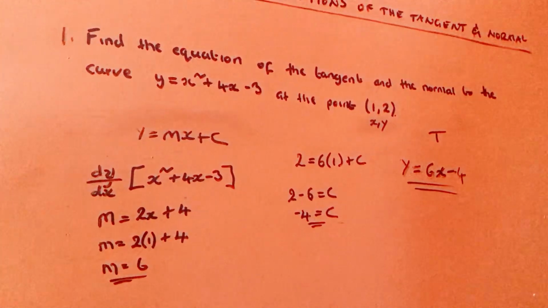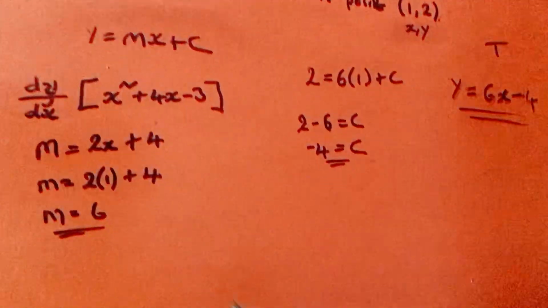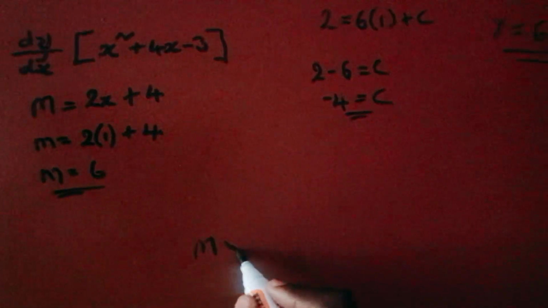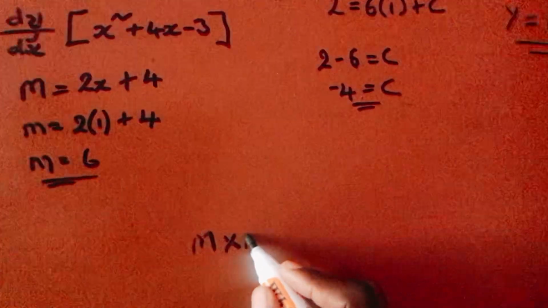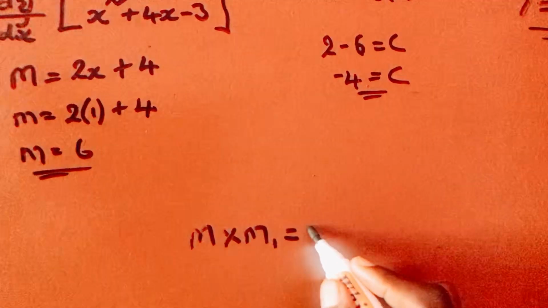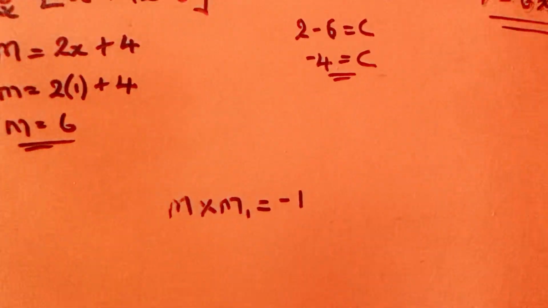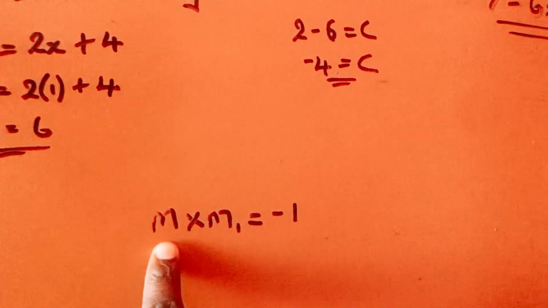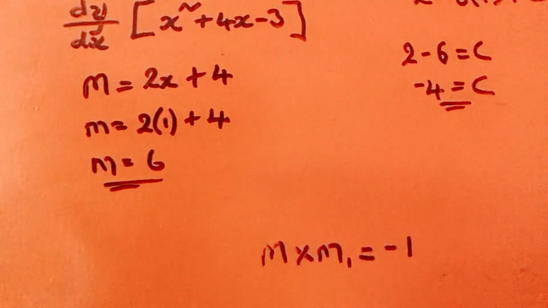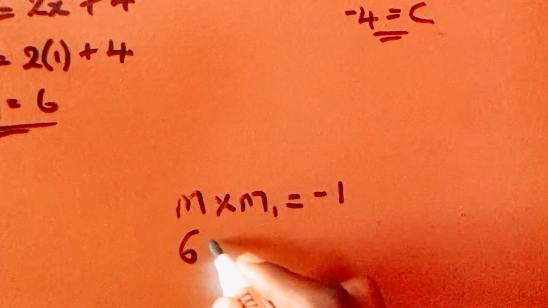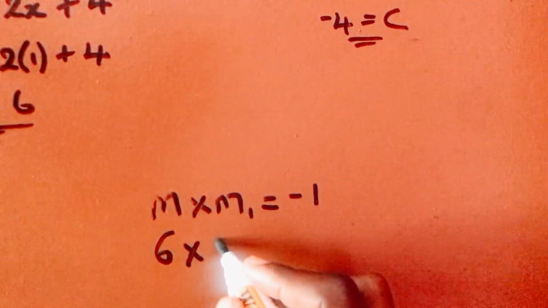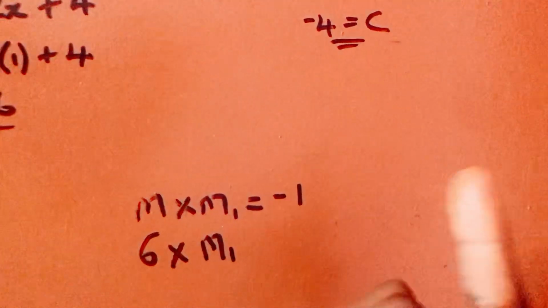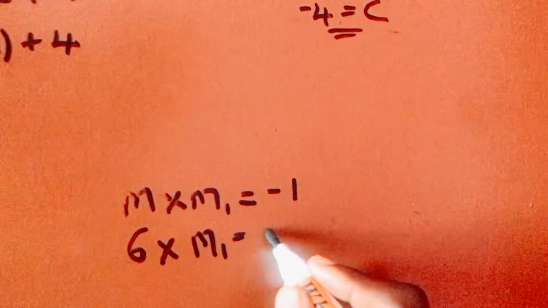They're negative reciprocals of each other. Let me just write it down. We found m, the gradient of our tangent, multiplied by, let's call the gradient of the normal m1. The solution should always be equal to -1. This relationship is going to help us figure out the value of m1. Now we have the value of m, which is 6. So we have 6 multiplied by m1, the gradient of the normal, is equal to -1.